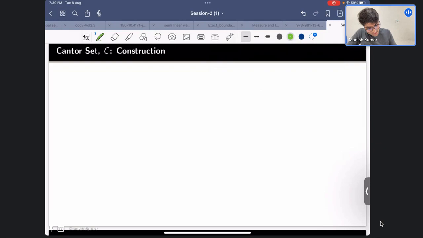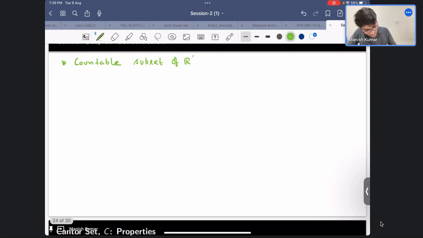So the Cantor set is basically, so far what you know is that if you have a countable set, then you know the measure, more specifically the Lebesgue measure, is zero. A countable subset of R^n, or R let's say, implies the Lebesgue measure is 0, right?